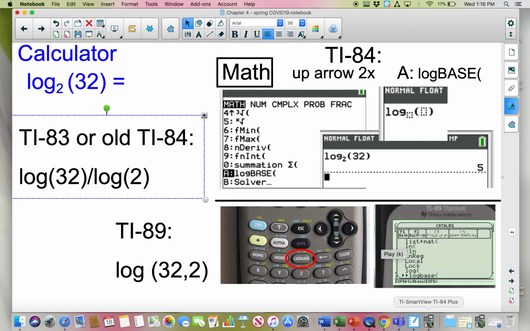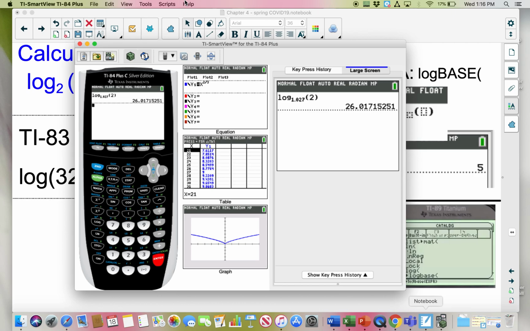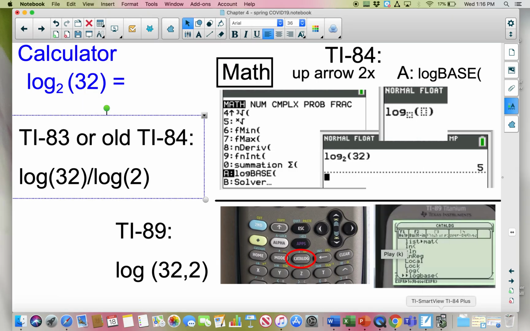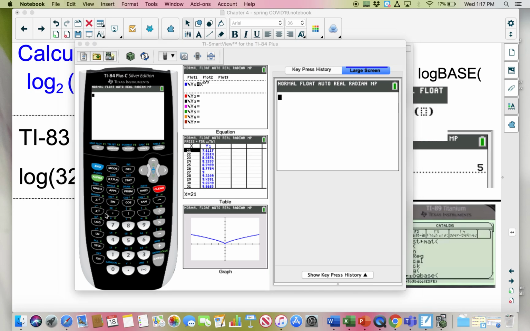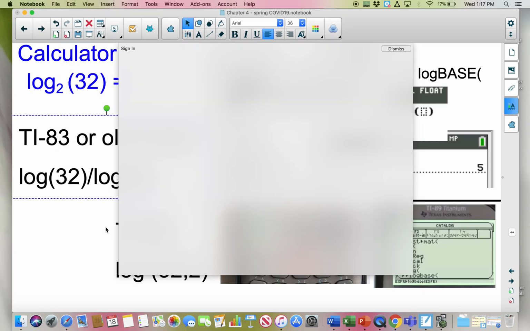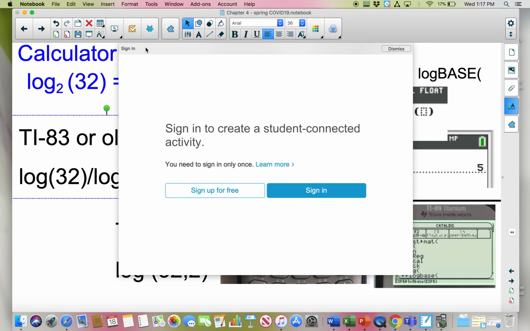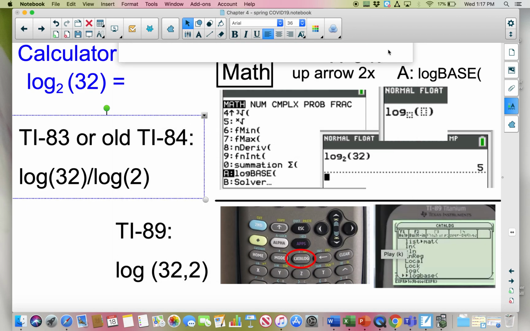Okay, and I should probably show you all 84s, your log button is right here next to 7. Okay, then so again, if you type that into your calculator, you should as well get 5.